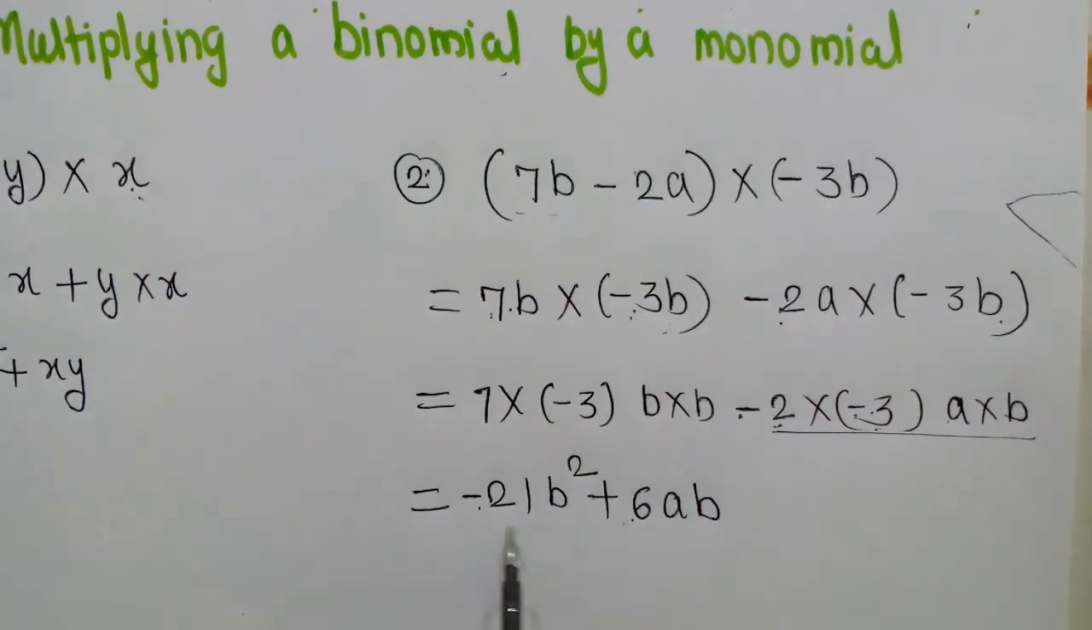Now these two are unlike terms, and in addition and subtraction we are not adding unlike terms. Here b square is there, here ab is there. Variables are different, so these two are unlike terms. So this is our answer of this multiplication.